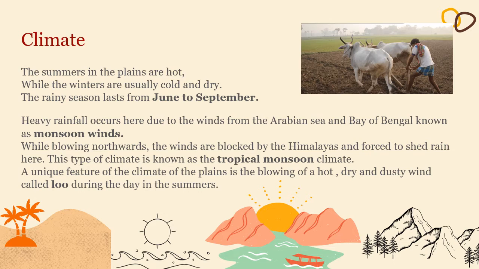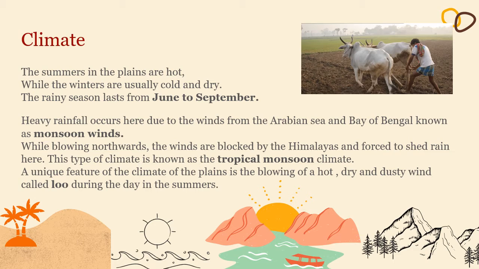Climate. In the summers the plains are hot, while the winters are usually cold and dry. The rainy seasons last from June to September. Heavy rainfall occurs here due to the wind from the Arabian Sea and the Bay of Bengal known as the monsoon winds. While blowing northwards, the winds are blocked by the Himalayas and forced to shed rain. This type of climate is known as the tropical monsoon climate.